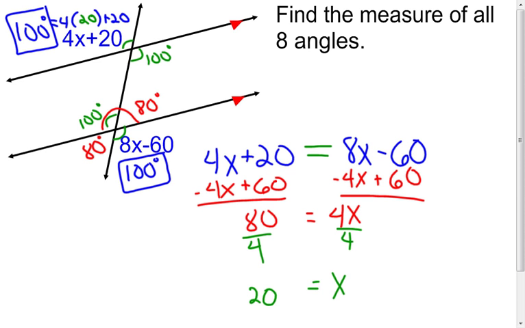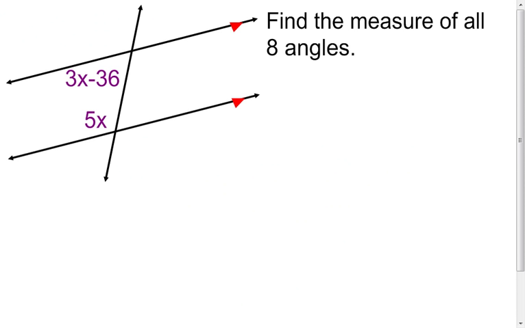Now I'm going to go to the alternate interior angles. So here's the one part of the alternate interior angle combo. There's the other one. Therefore, this one has to be 80 degrees, and then I can use my vertical angles because I know that they're congruent. And now I have all 8 of those angles taken care of. Then I have one more example here.